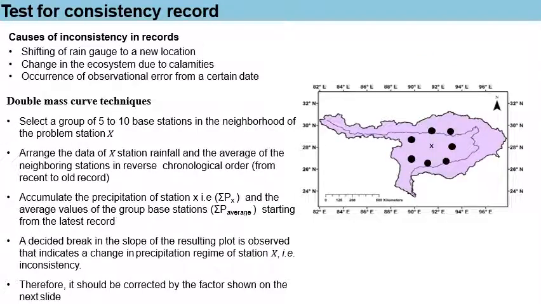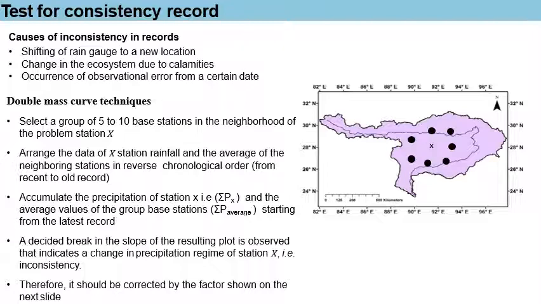So what is the cause of inconsistency of the rainfall data records? One thing, as I have mentioned in the first part, is the shifting of the rain gauge. The second thing is the change in the ecosystem. And the third thing is the occurrence of observational error. So this thing I have discussed in the first part of the lecture.